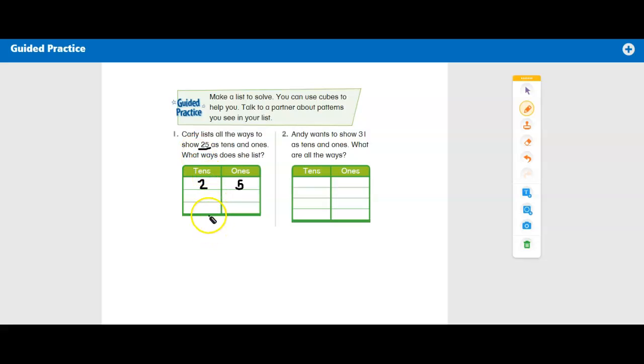Another way that we can show the number 25 is by using 1 10 and counting on the rest. 1 10 is equal to 10. If I need to get to 25, I would have to add 15 more to get there. 1 10 and 15 ones is the same as saying 10 and 15. This equals 25.